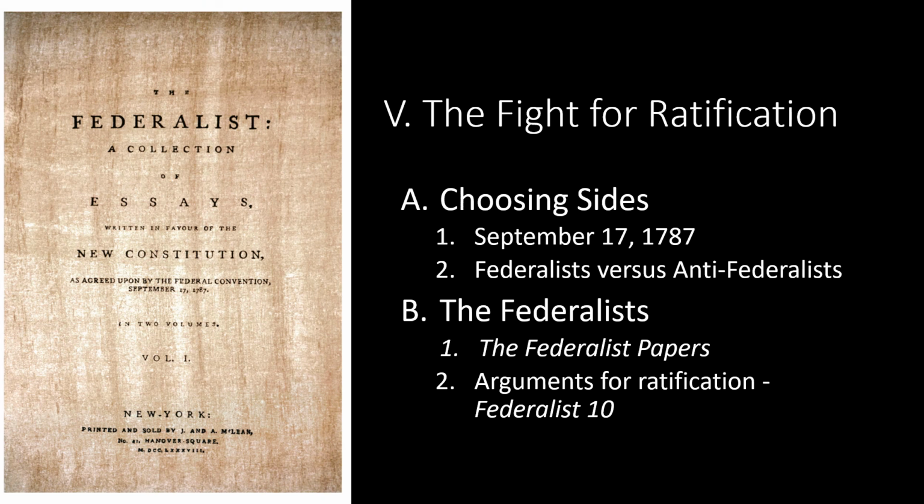The fight for ratification. The convention was completed on September 17, 1787. Now it had to be submitted to the special state conventions for ratification. Once the Constitution was submitted to each state, 2 distinct camps emerged.